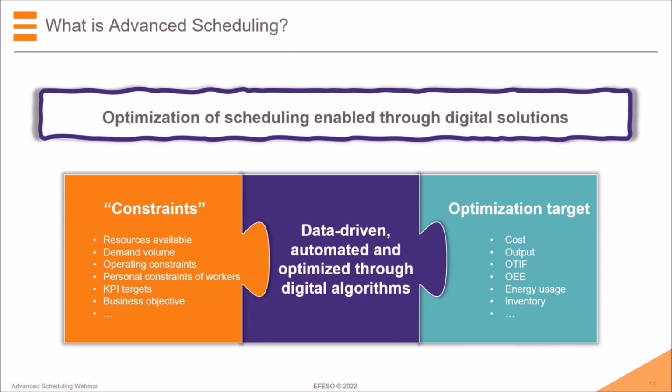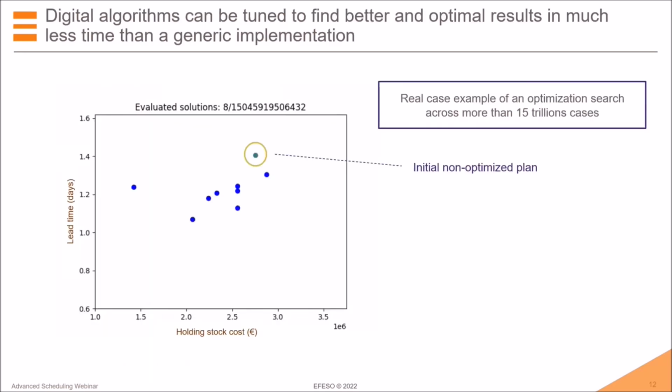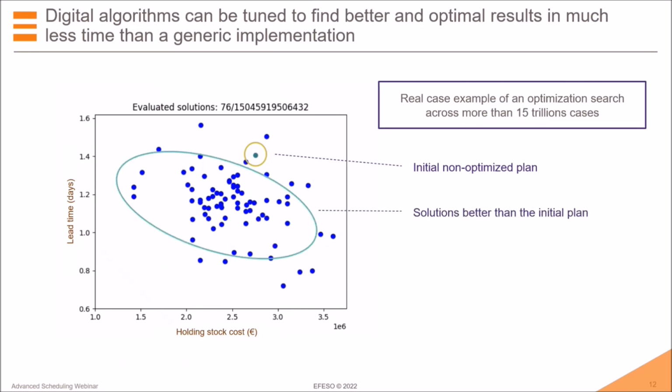Now, through a data-driven and automated calculation using algorithms or digital solutions, we can actually boost our capability of finding this optimal schedule. Because in reality, there are millions or billions of different schedules that could work, but how do you find the best one? And by using a digital solution, it's much easier and faster to find actually the best way to schedule your operations.